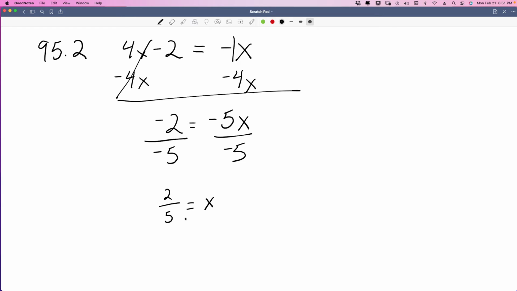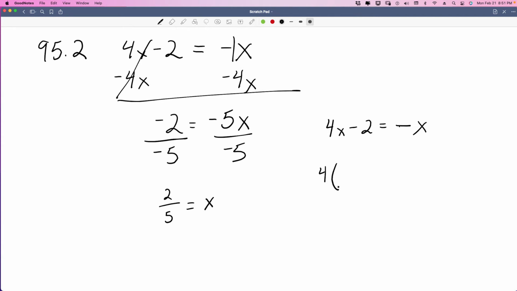Now, when you get an answer like this, sometimes you go, I don't know how that works. You can always check your work, and I highly recommend that you do it, especially when you're not confident in the answer. So go back to the original problem. We have 4x minus 2 is equal to negative x. And take the fraction and sub it in for x.